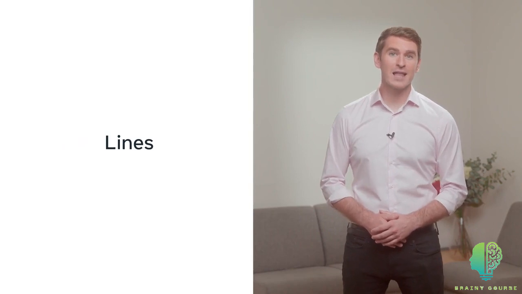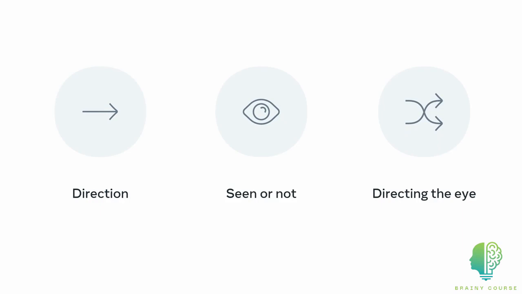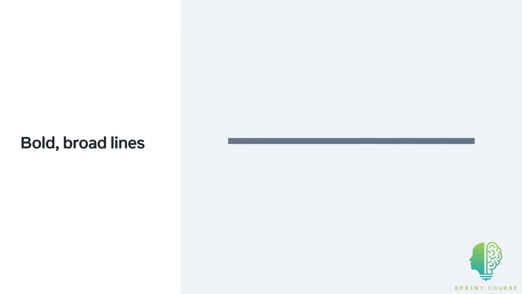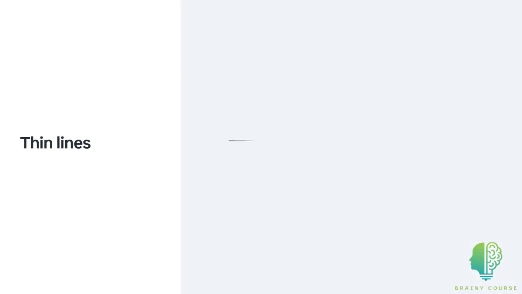The most fundamental element of design is lines. They come in a variety of colors, sizes, and shapes. Lines have direction, can be seen or not, and can assist in directing the eye to a certain area. A line's thickness can convey additional information. While bold and broad lines can catch the eye, thin lines are the opposite. Depending on the meanings attached to them, colors can convey a variety of messages. And specific aspects of your design layout can be emphasized using color and lines.